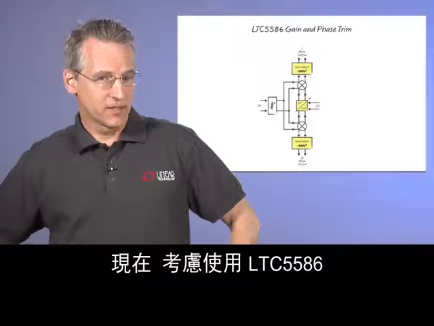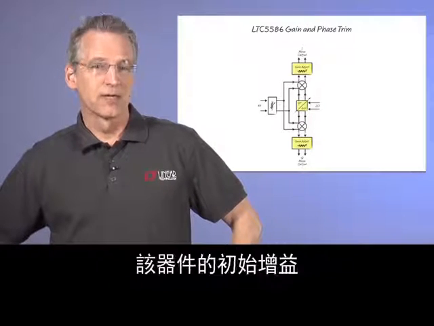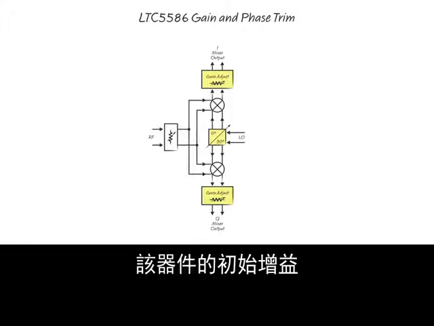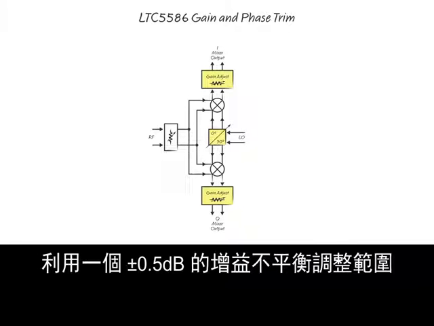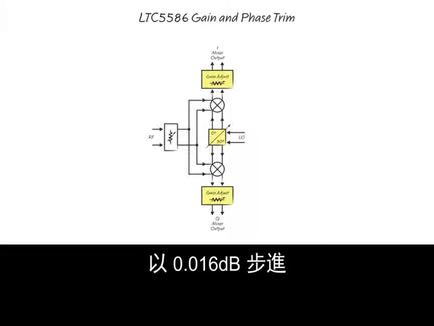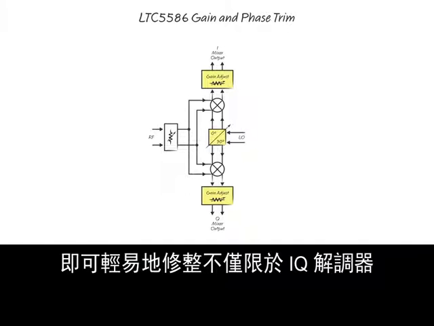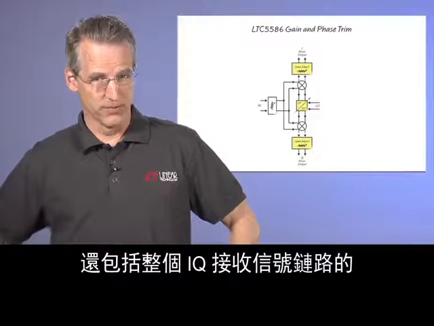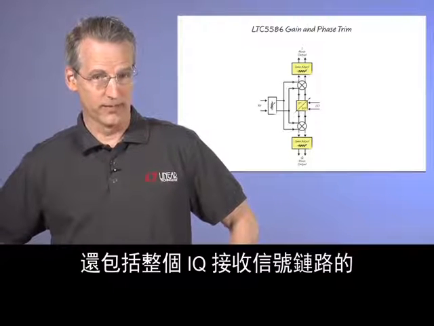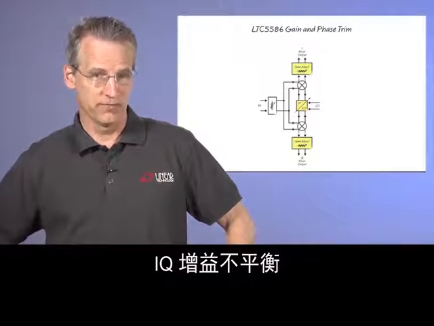Now consider the LTC5586. It has an initial gain imbalance error of only 0.06 dB typical, with a SPI gain imbalance adjustment range of plus or minus 0.5 dB and 0.016 dB steps. You can easily trim out the IQ gain imbalance of not just the IQ demodulator, but the whole IQ receive signal chain.